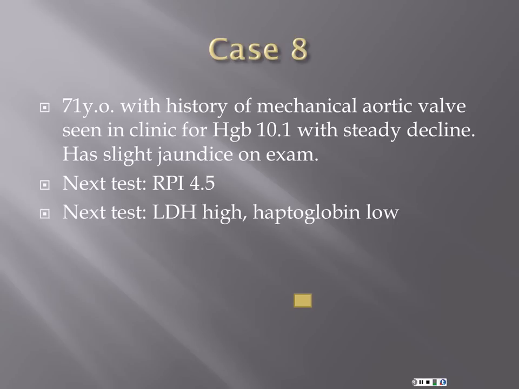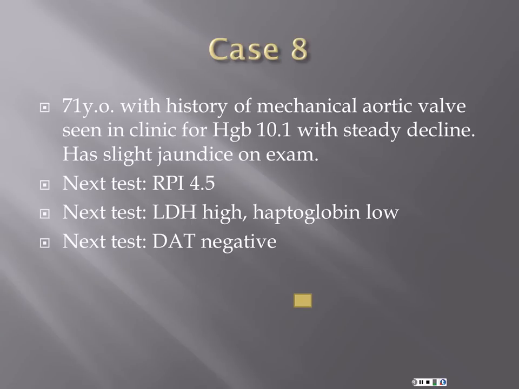LDH is high, haptoglobin is low. What's the next best test? Coombs test. I recommend thinking of it that way. You really order a Coombs and a peripheral smear at the same time. That was negative. Therefore, we think it's not autoimmune, right? That's why I really like doing this. I've got a 10% risk of getting a false result with the DAT, but if it's negative, I can trust it, and then I can move on.